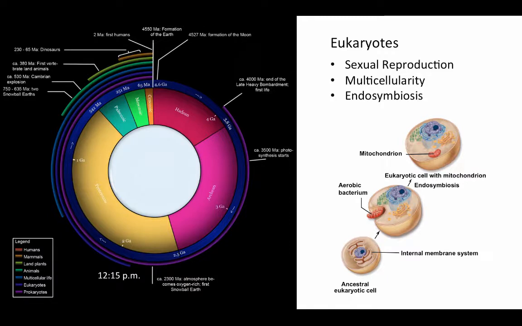So the next major innovation in the history of life is the origin of eukaryotes. Eukaryotes are associated with some very, very important evolutionary innovations, including the invention of sexual reproduction. Not all eukaryotes do this, but only eukaryotes have sexual reproduction. Same thing with multicellularity. It was invented within eukaryotes, but not all eukaryotes are multicellular. So it's something that not all eukaryotes have, but only eukaryotes are multicellular.